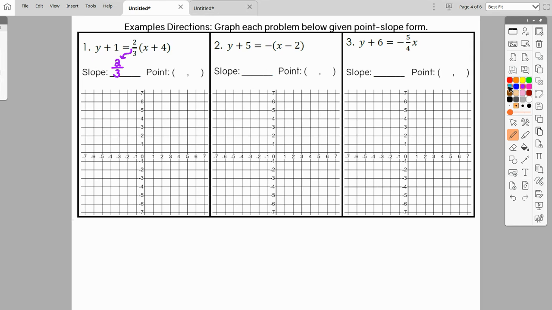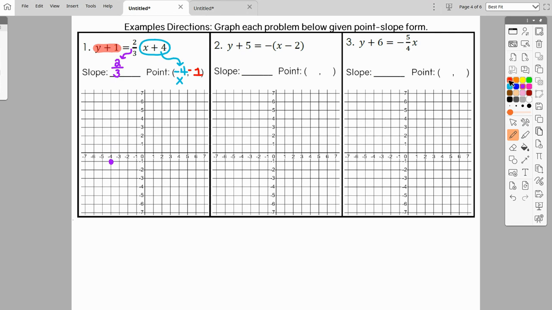For the point, I pull the x coordinate of the point, which is going to be the first value from what is next to my x in the equation. Now remember, like I said, you have to do the opposite, so that's why I'm going to pull a -4 for my x value of the point. Then I pull the y value from being next to the y in the equation. It's a +1 shown in the equation, so I actually write the opposite of -1. I go ahead and plot this point, -1 for the y and -4 for the x.